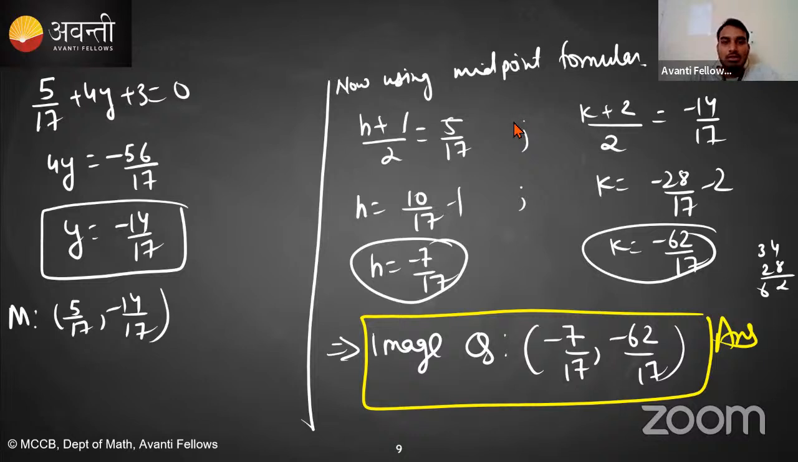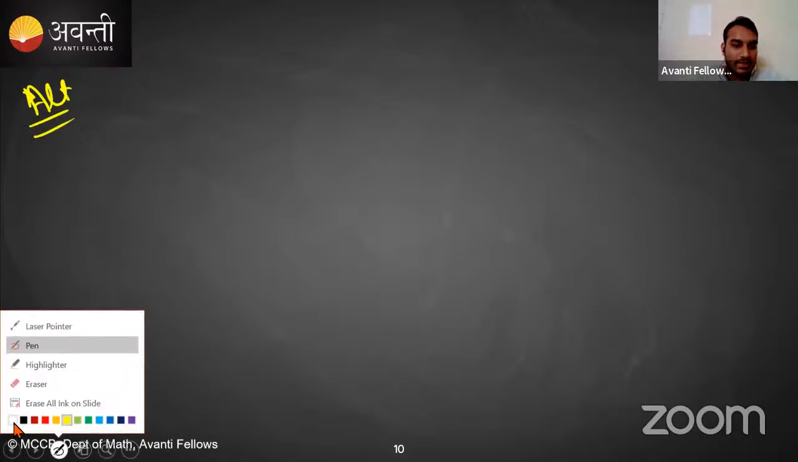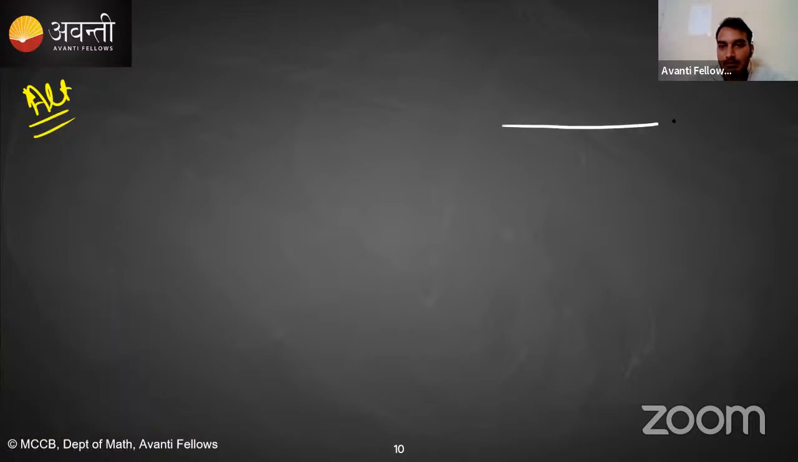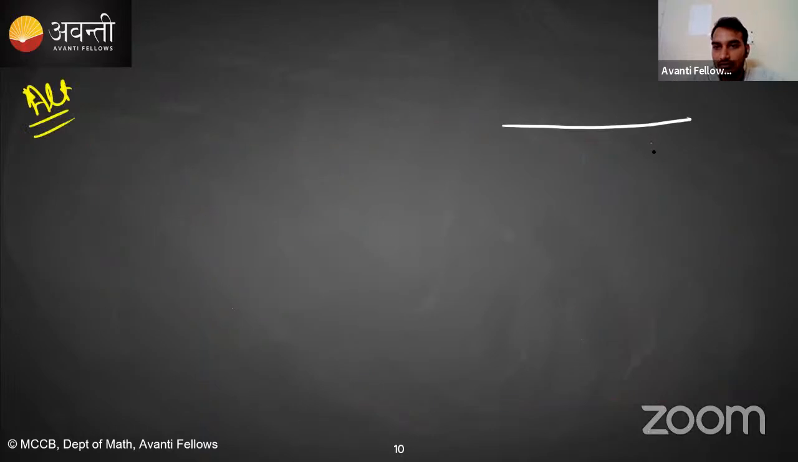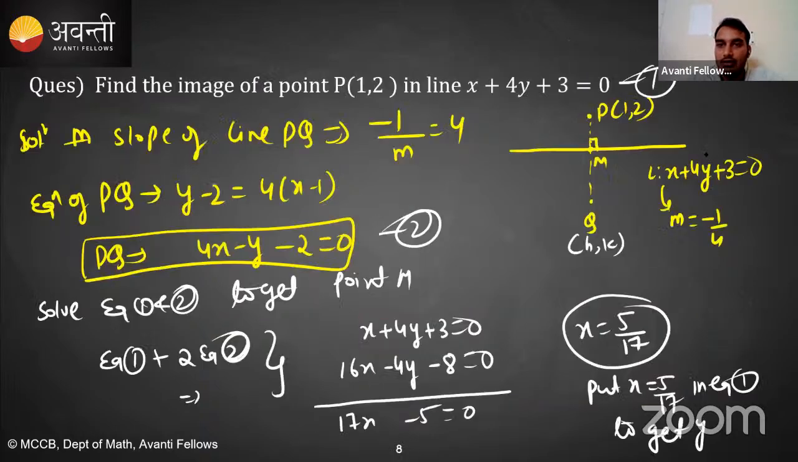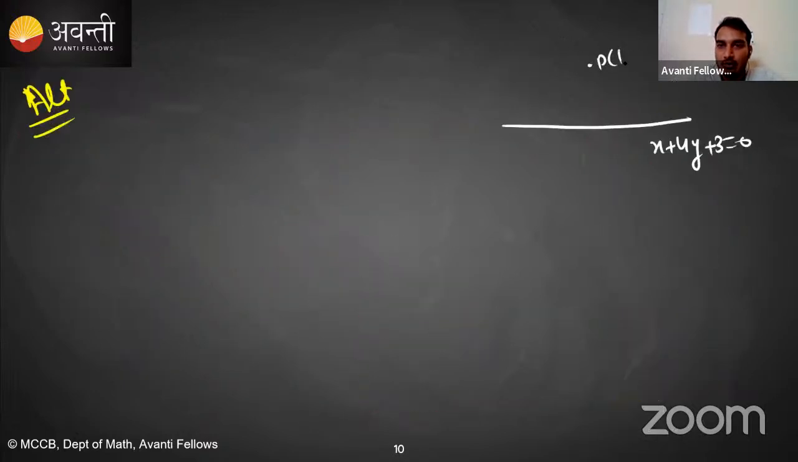Okay. So now, students, this was without using the formula. Now if I want to use the formula, how will we get it? Let's see the alternate method. What is the line given? The line is x plus 4y plus 3 is equal to 0. And the point is 1 comma 2.